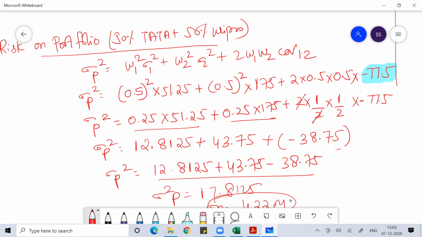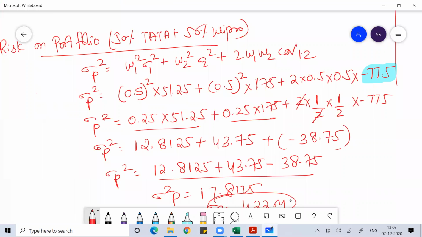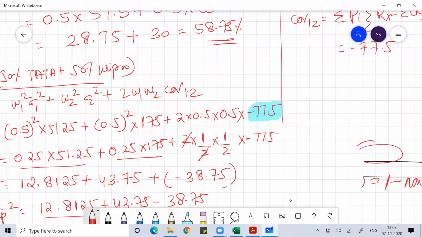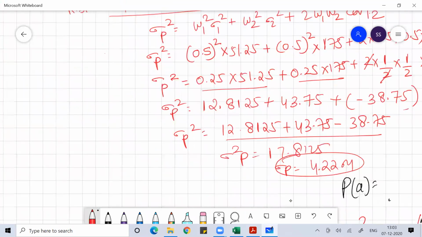Okay, so the next part of the question is what that 700 rupees invested in Tata, 300 in Wipro means. It means 70% in Tata, 30% in Wipro.